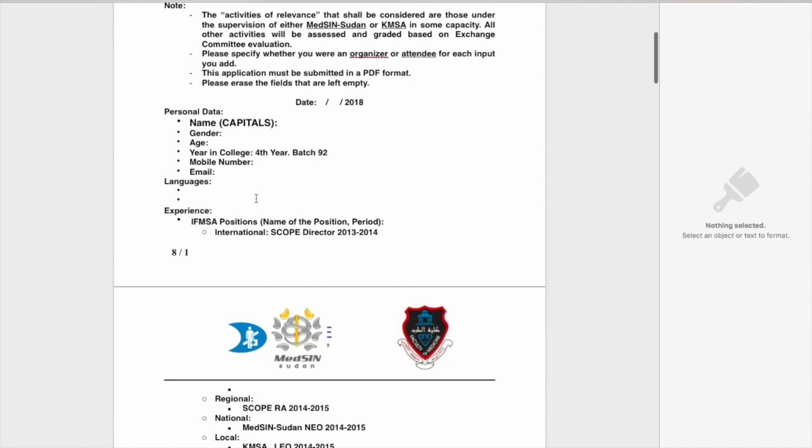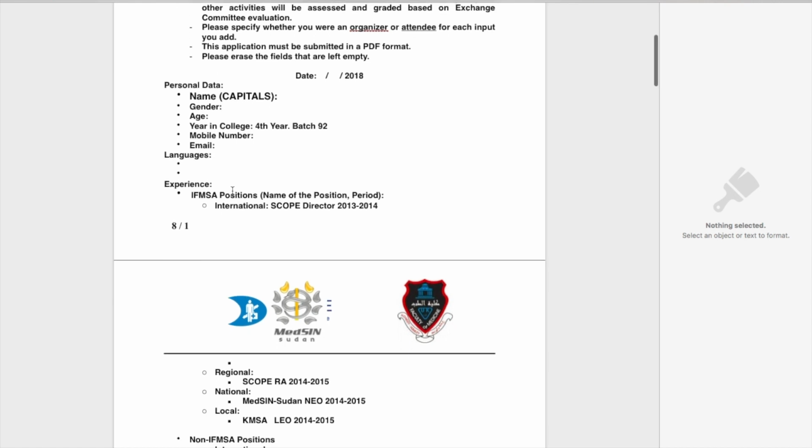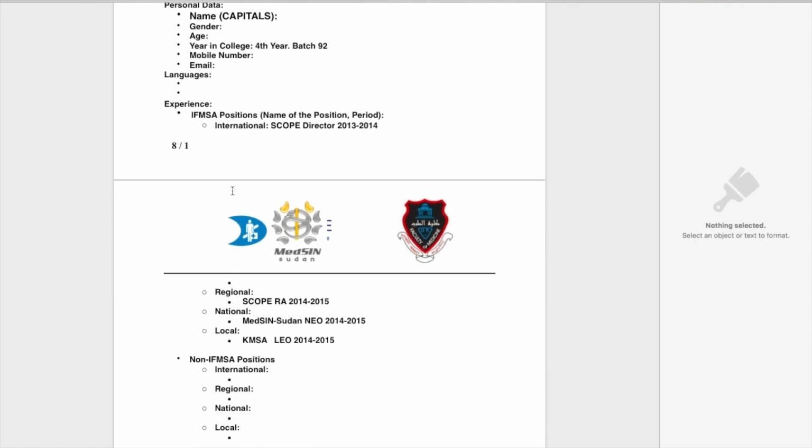Languages, most likely Arabic would be your native, English your second, but if you speak more than that, then go ahead and write in as many as you speak. Experience: IFMSA positions and non-IFMSA positions. By IFMSA positions, we mean international, regional, national, or local positions within the IFMSA organization.